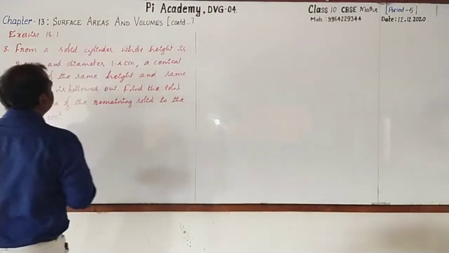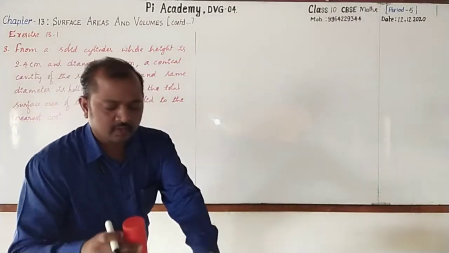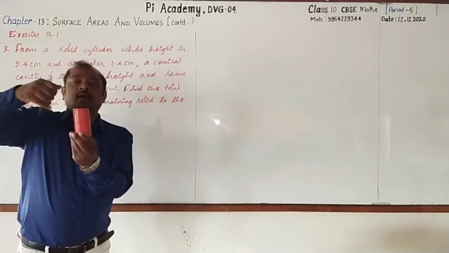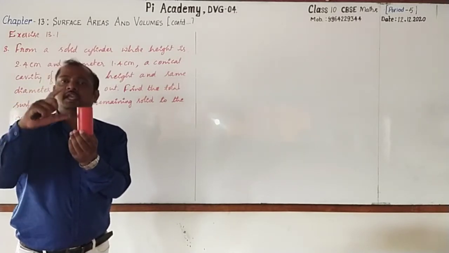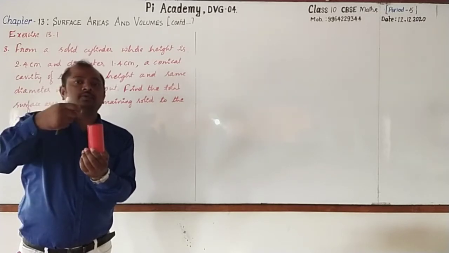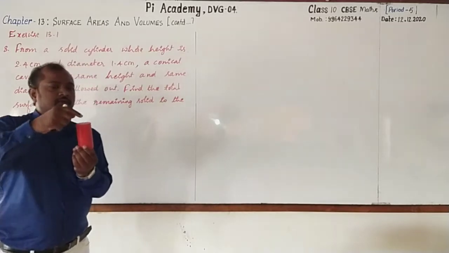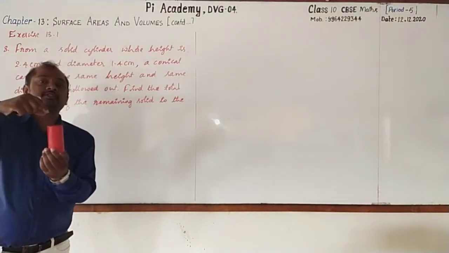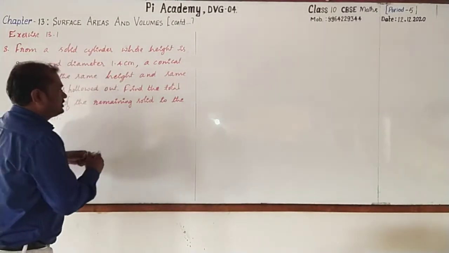They have given a solid cylinder like this. A solid cylinder is to be taken. Now it has some diameter and height. With the same height and diameter, we are going to scoop out the conical part. Got it? That is, we are going to make a conical shaped cavity in this. So here, I'll just show you that.